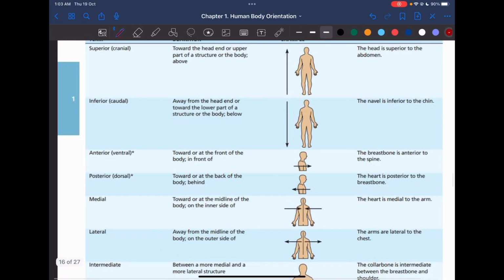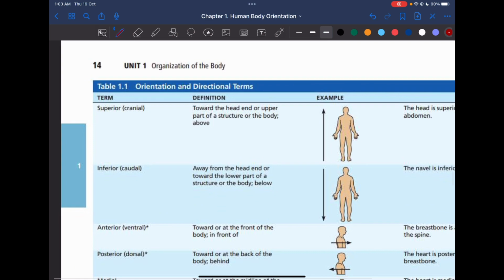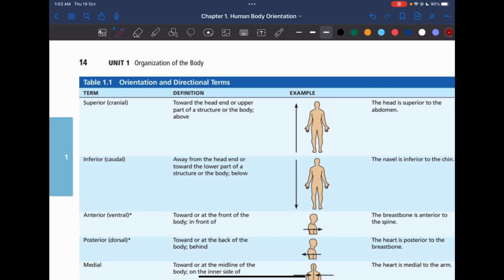Okay, so superior or caudal. What does that mean? What does superior mean? What does cranial mean? Sorry, I meant cranial, not caudal. I'm so sorry, guys. Okay, superior or cranial. What does that mean? What does superior mean? If someone is superior to you, what does it mean? It probably means they're in higher status than you, right? So think of that, but in a body.